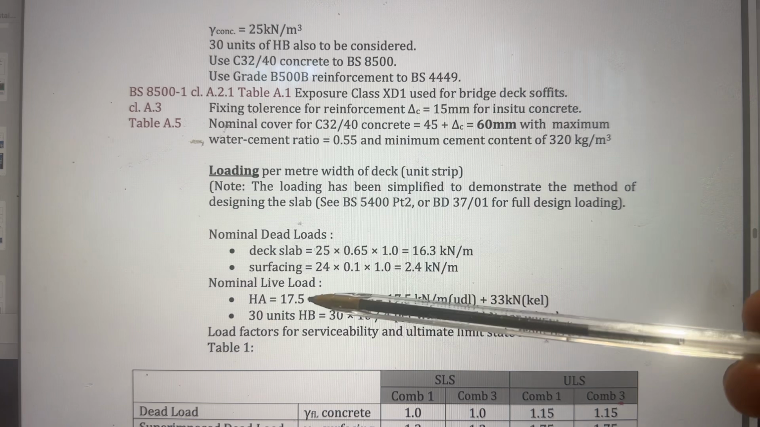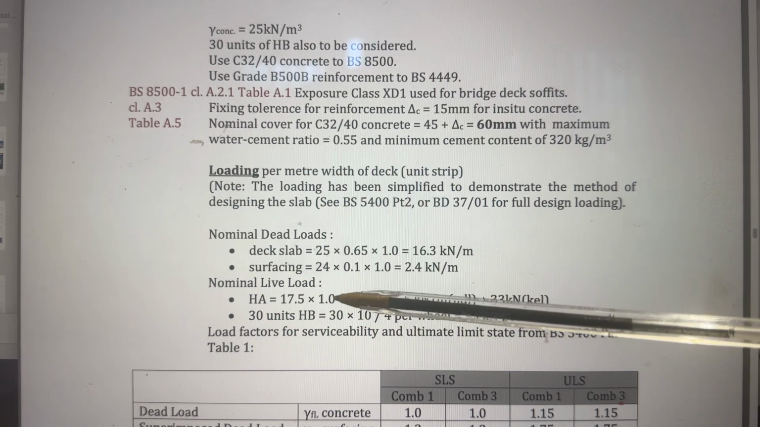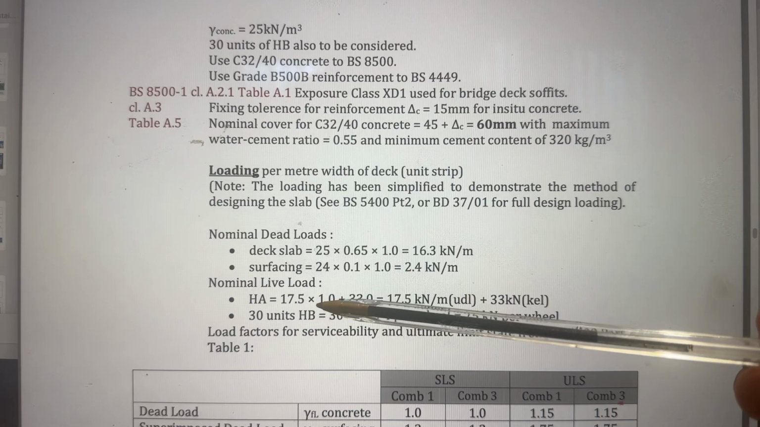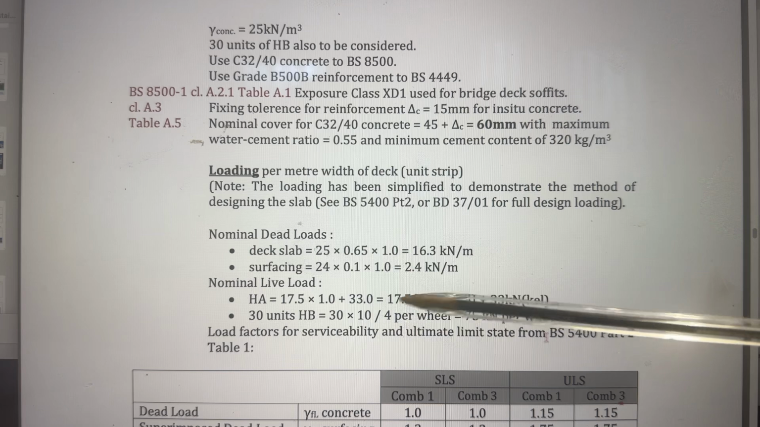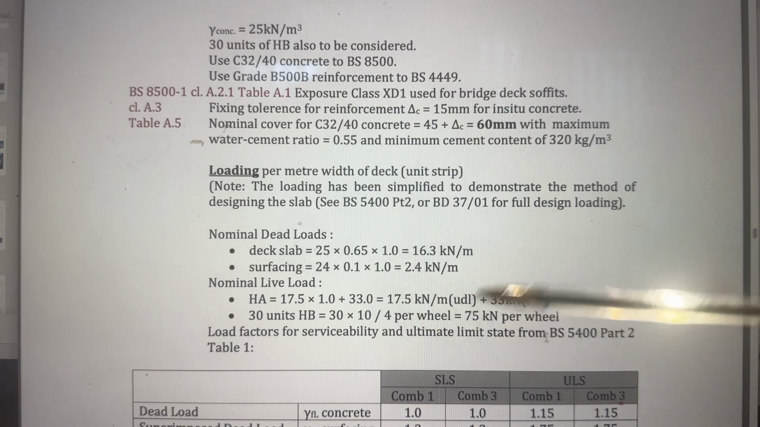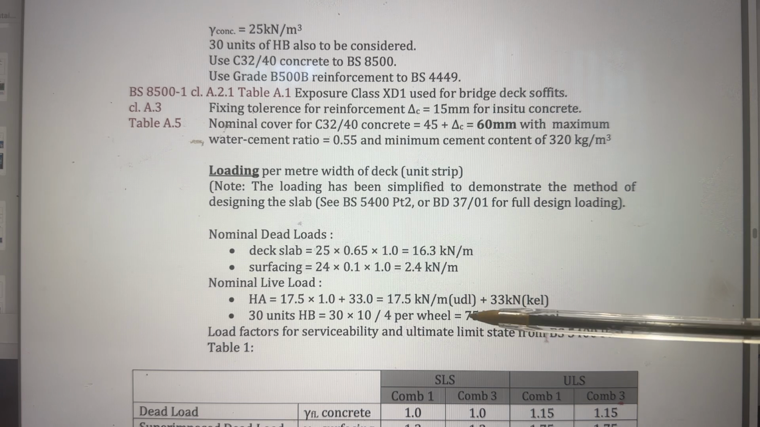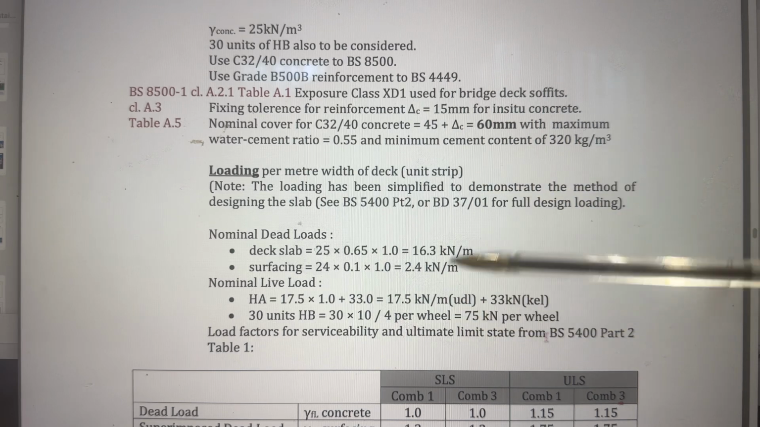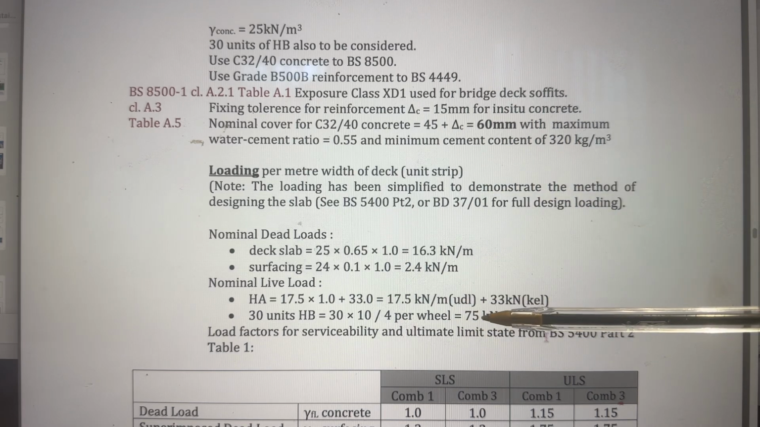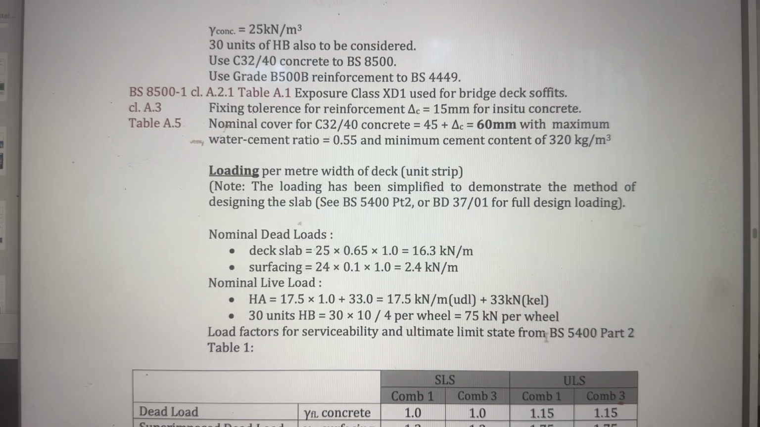You also move on to calculate the live load, HA and HB. Calculate which is HA UDL and HA KEL. You add them together, you get the value. And HB calculation, you know the value provided for you. It is 75 kilonewton per wheel, but per axle, an axle which has 4 wheels, it means that axle will carry 300 kilonewton, but for one wheel, it is 75 kilonewton.